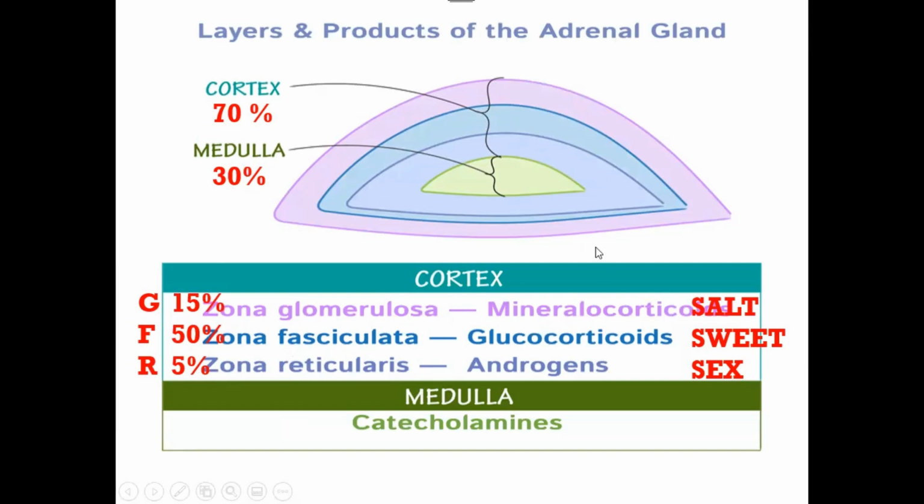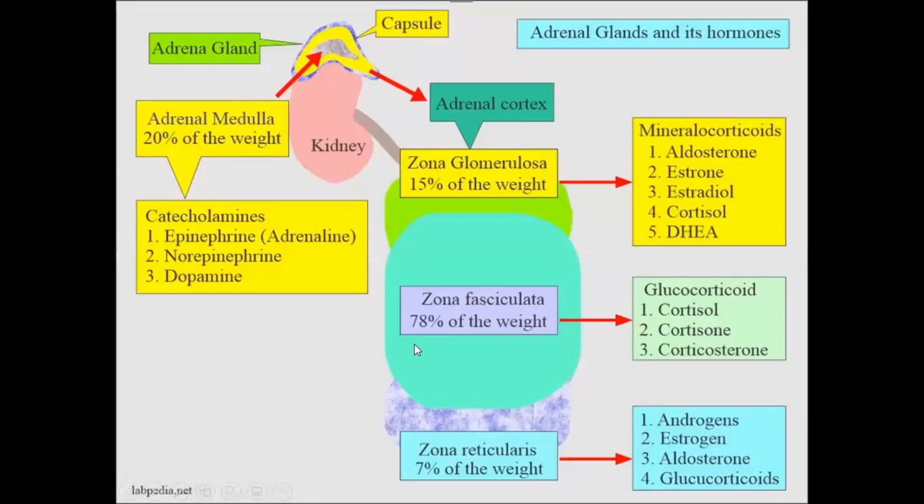GFR. They produce mineralocorticoid, glucocorticoid, androgen. How to remember? I remember salt becomes sweet, becomes sex. Sex is androgen, and medulla produces your catecholamine.